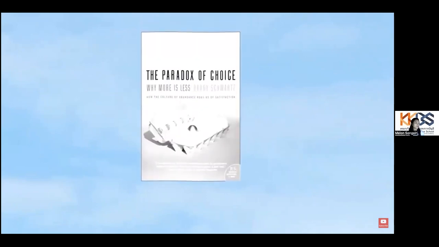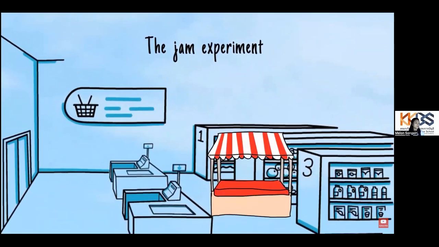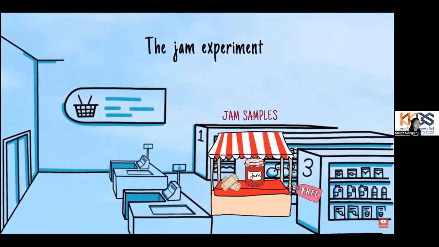In his book The Paradox of Choice, Barry Schwartz talks about an amazing study, sometimes called the jam experiment. A grocery store in California set up a jam sample booth, sometimes with 24 types of jam and sometimes with only 6 flavors, and every person who came to the booth was given a $1 coupon to purchase jam.